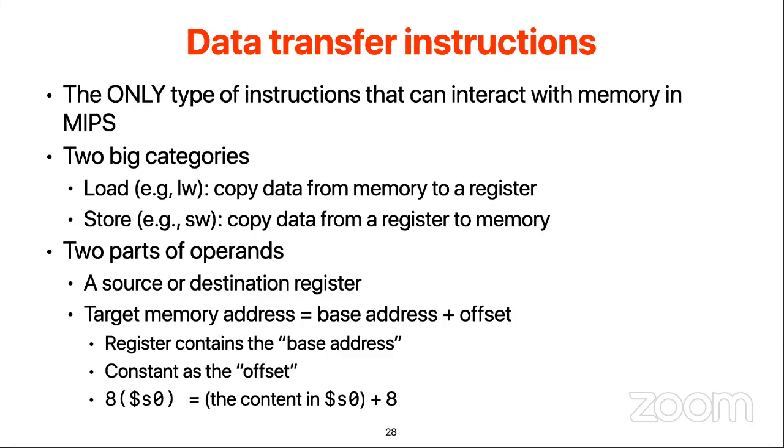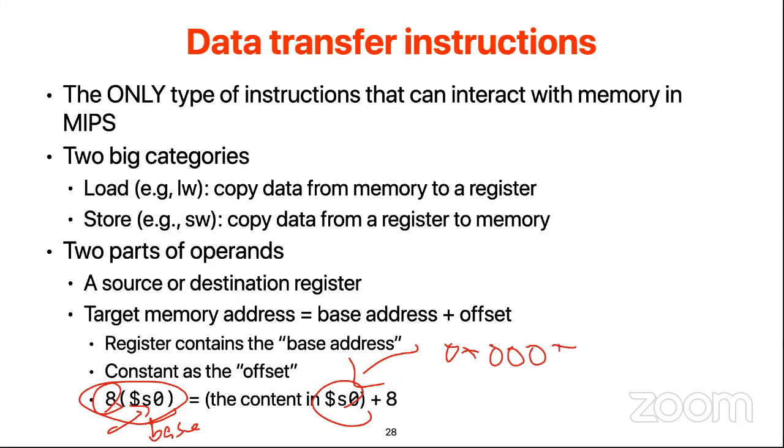Within its second argument, we usually encode it like this. This is called the base register, and this is called the offset. So the address of the memory that you are going to access is actually the content in S0 plus 8. Let's say your S0 right now is, say, 00C, right?